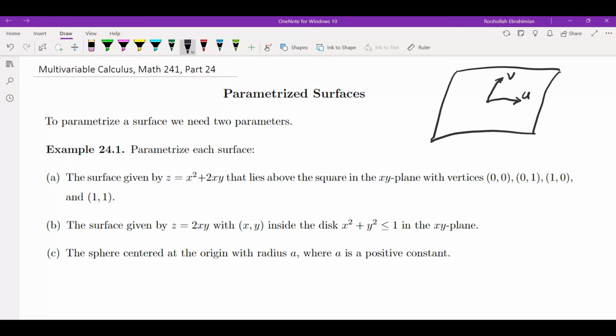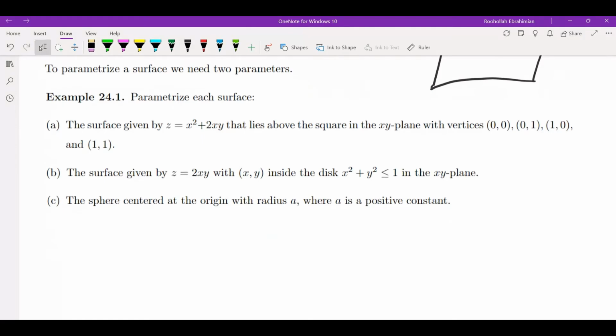So in this video, we're going to talk about a few examples on how to parameterize surfaces. Parametrizing surfaces is a very important concept since we're going to be using these parameterized surfaces and parameterized curves in evaluations of surface and line integrals in the later videos. Okay, so we'll do a few examples in this video.